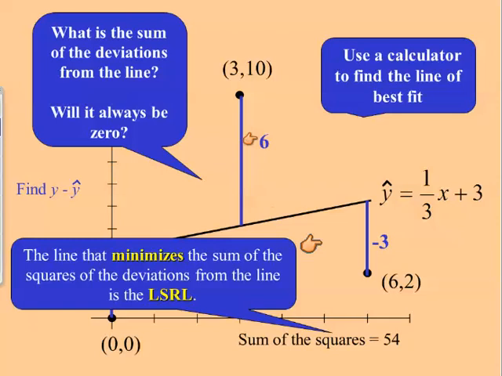Golly, Charles. Check your math. Okay. Stick a 6 in here. 6 times 1/3 is a 2. 2 plus 3 is a 5. 2 minus 5 gives me a negative 3. And then I take these values, negative 3, 6, negative 3. That's 9 and 36 and 9. That's where I got the 54.